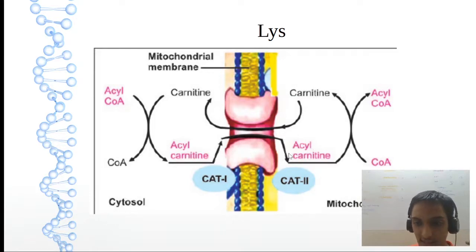Then the reverse is happening in the mitochondria. I told you about the cytosol, exactly the reverse process in the mitochondria. What is it? There is a release of acyl-CoA which is newly generated, and free carnitine is released and enters into the cytosol once again through the CAT enzyme, but this time CAT2. CAT1 was transferring acyl carnitine from where? Cytosol to mitochondria.